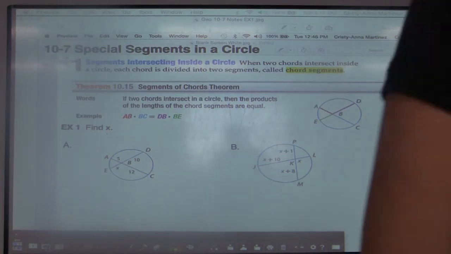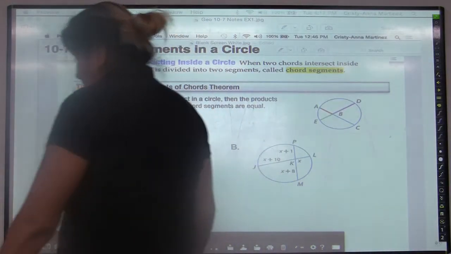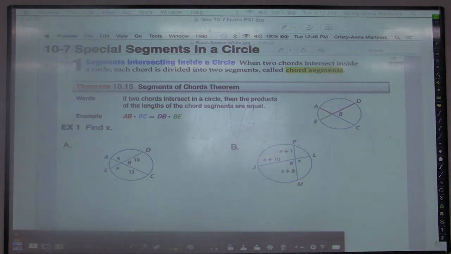Hello there, geometers. This is, well, obviously a geometry video. It is chapter 10, section 7, and today we're going to be discussing special segments in a circle. And so to get started, we have some vocab for you.